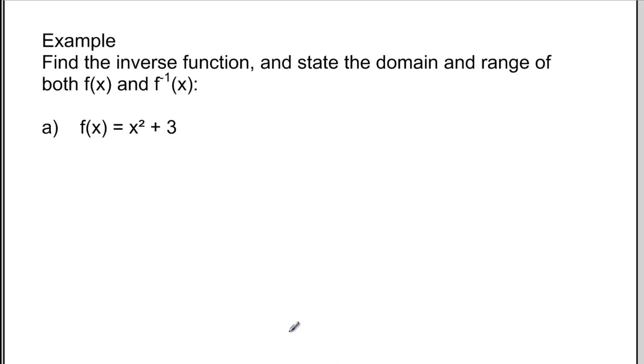So for this example, we're going to find the inverse function, and then also state the domain and the range of both my original function and the inverse function. So here's part A. f of x is equal to x squared plus 3. Now, if I were to draw a quick sketch of what this would look like, maybe you can figure this out too. Draw my little x, y axes here.